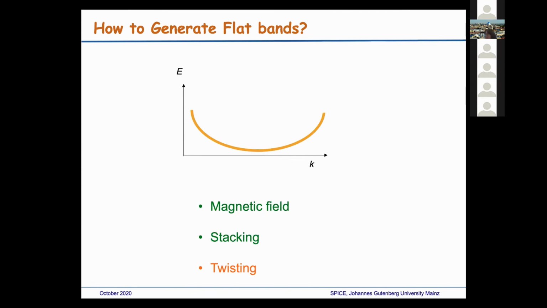All right. So lastly, I just want to tell you briefly about our work on twisting. Of course, this is one way to generate flat bands, and as everyone knows now, twisting bilayer materials, or bilayer graphene for example, is a rather unique way to generate flat bands for 2D materials.